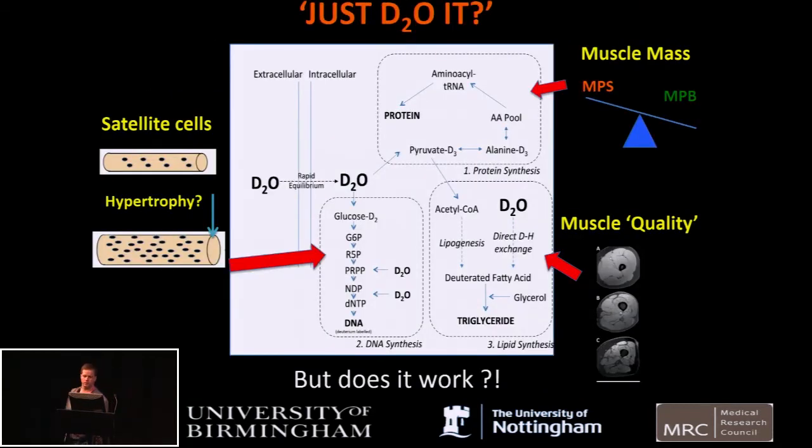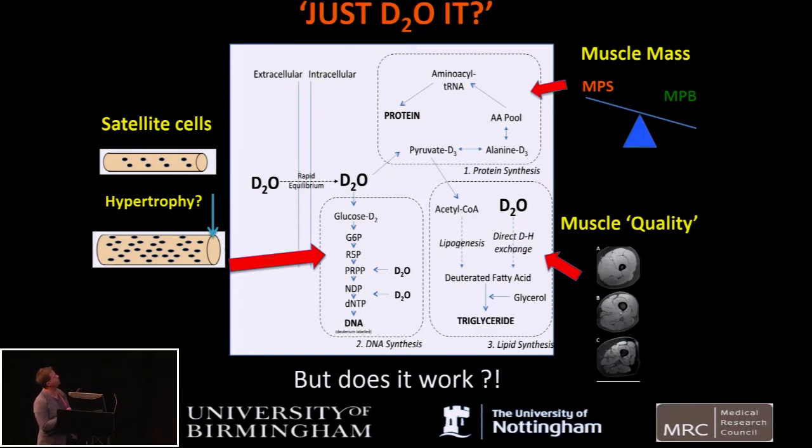So here's an overview slide, a summary of the potential for D2O in terms of being able to quantify aspects of metabolism. You can see here that there are three major areas of interest that I've highlighted. One is DNA synthesis. One, of course, is protein synthesis. And one is what I've termed muscle quality, but actually I'm mainly talking there about lipid synthesis within tissue and potentially ectopic fat deposition.